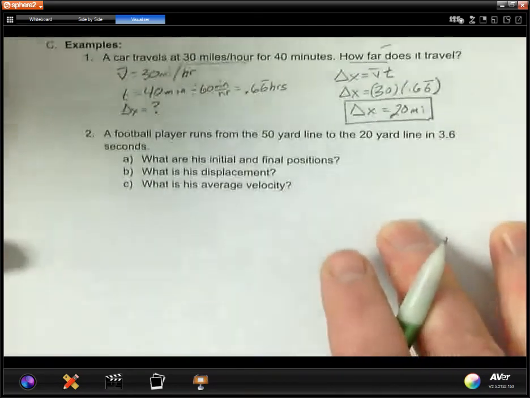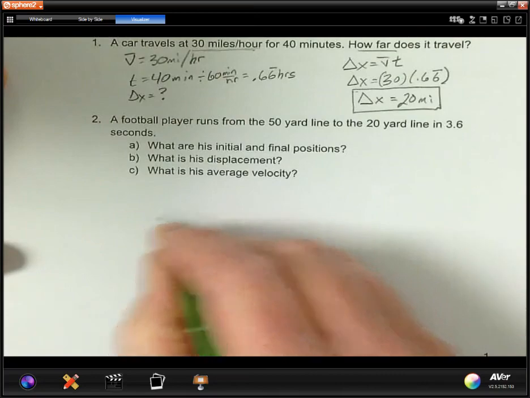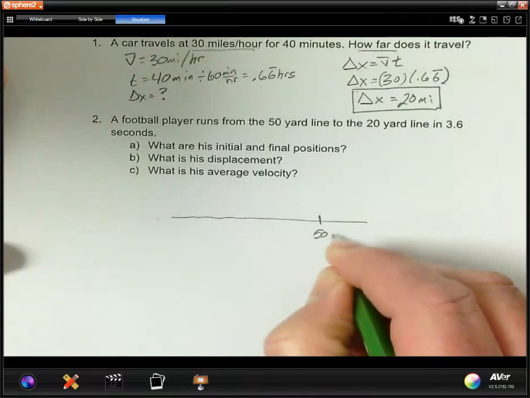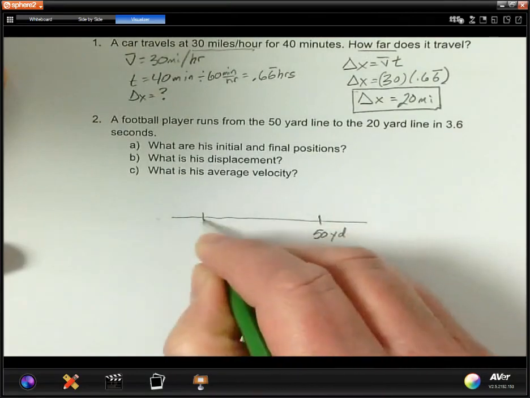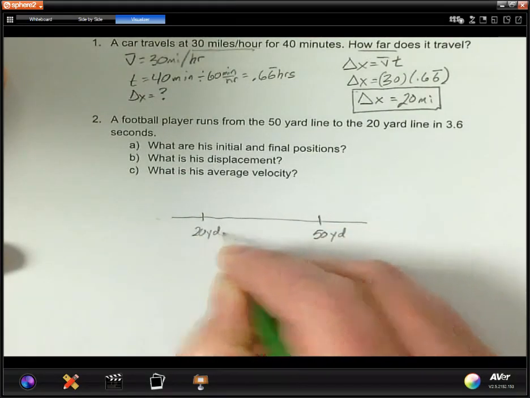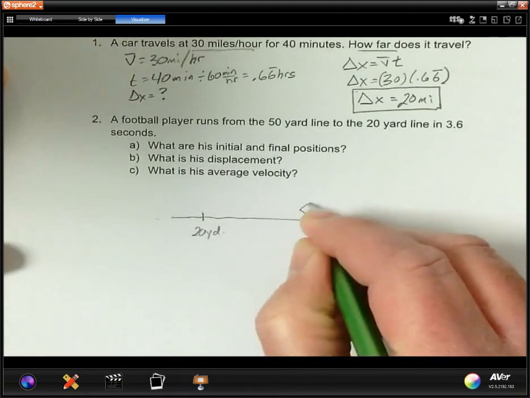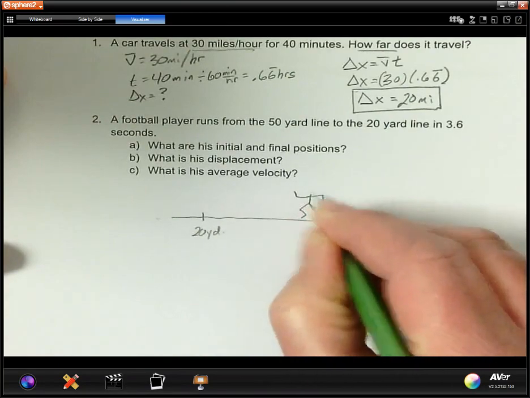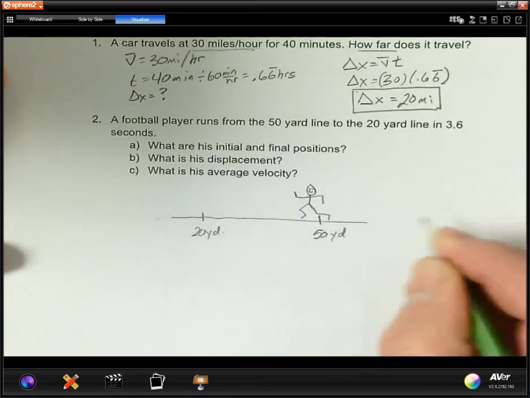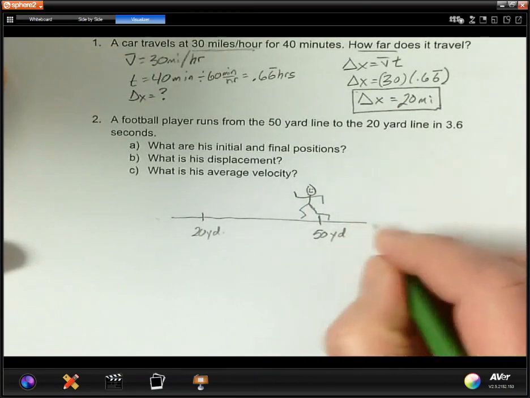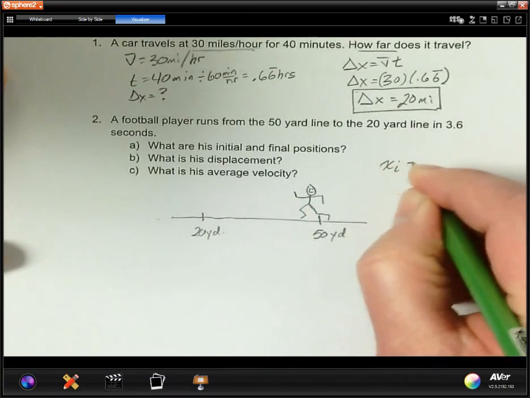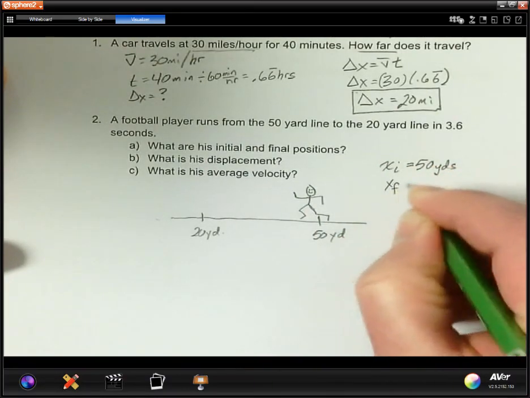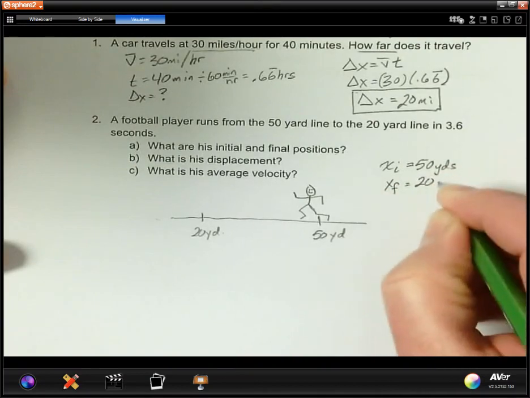All right, for the next one, I'm going to draw a little sketch. Sometimes sketches help. We have the football player starting on the 50-yard line, and he's going to run down here to the 20-yard line. All right, now let's draw a little guy in here. So his initial position, that's his starting position, is going to be 50. And his final position is going to be 20.